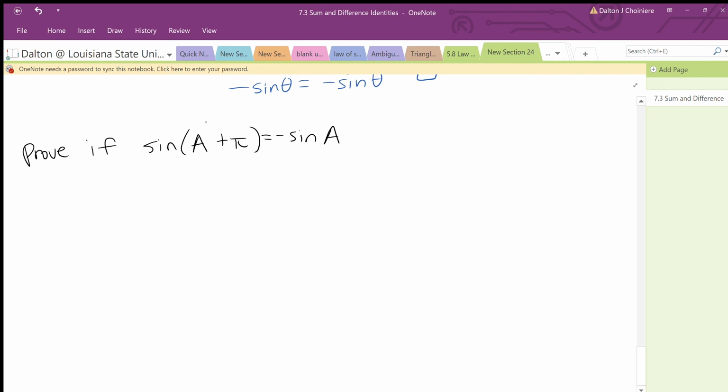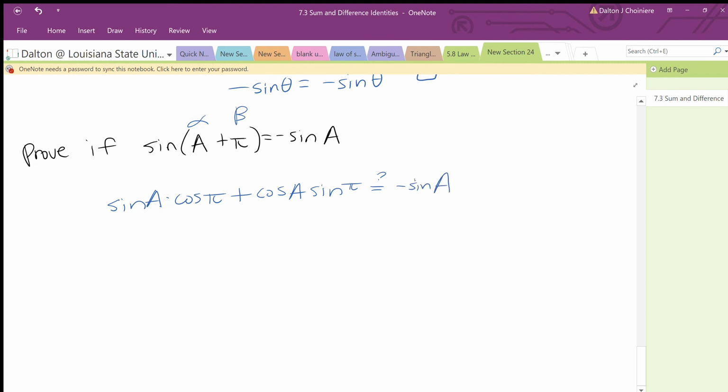So if alpha is a and beta is pi, then the sine of alpha plus beta can be expanded by doing the sine of alpha times the cosine of beta. So that'll be the sine of a times the cosine of pi. I'm using the top signs, so it's going to be plus the cosine of alpha, so that'll be the cosine of a, times the sine of beta, which will be the sine of pi. And I want to know, is that equal to negative sine a?